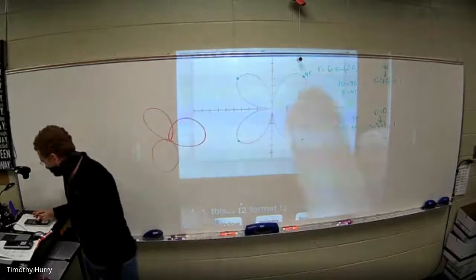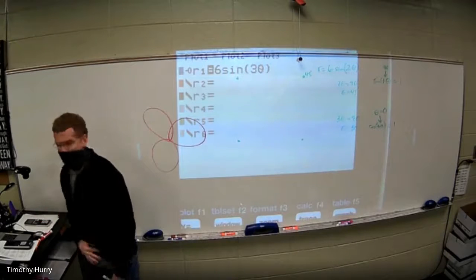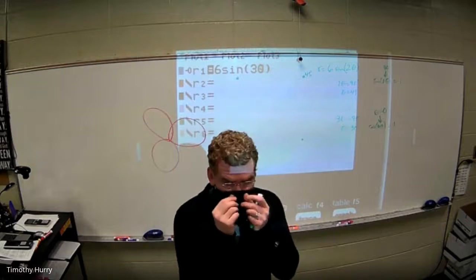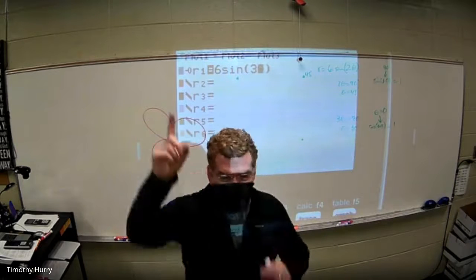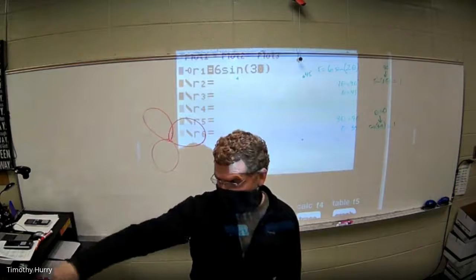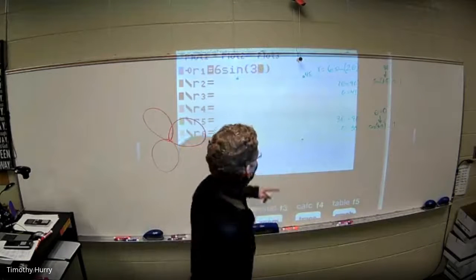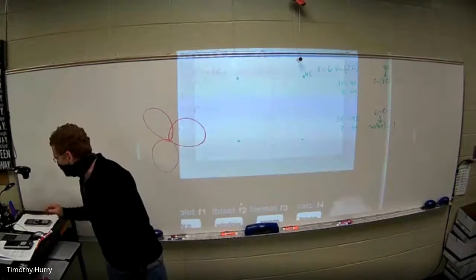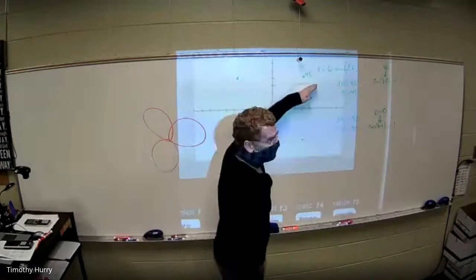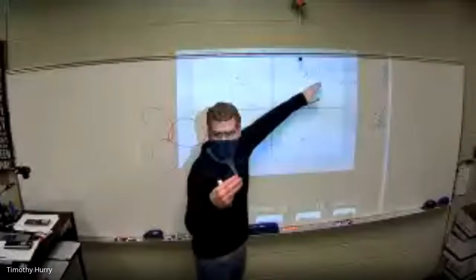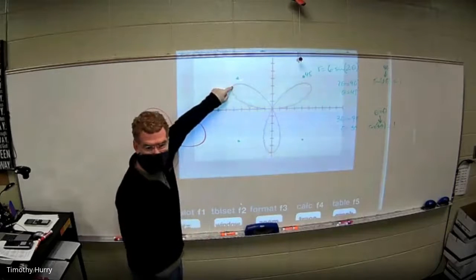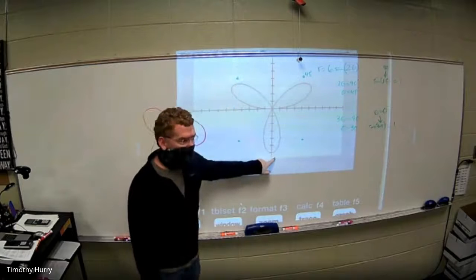Let's do another one for the values. What if I put a 3 on there? I got 3 petals. Where's the first one? Not at 90. 3 theta into 90 gives me 30. So my first petal is going to be at 30 degrees, right here. If there's 3, how many degrees apart are they? 120. Add 120 to 30, and you get 150. Add 120 to 150, you get 270.